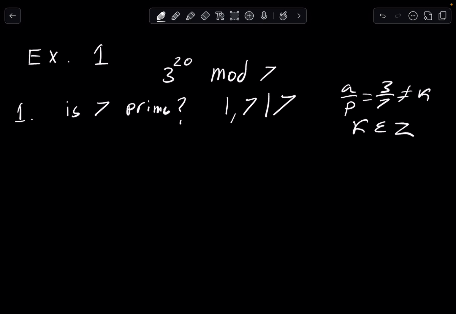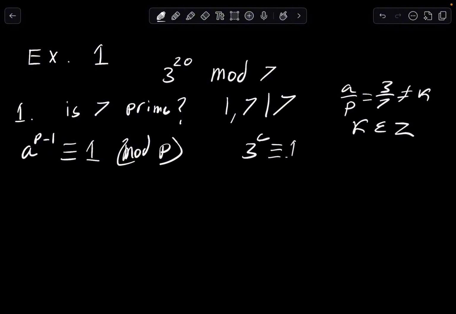So now let's actually use Fermat's little theorem. Or let's go over the definition for a second. So remember, we need A to the P minus 1 is congruent to 1 in mod P. So in this case, we need A to the 6th, or 3 to the 6th.